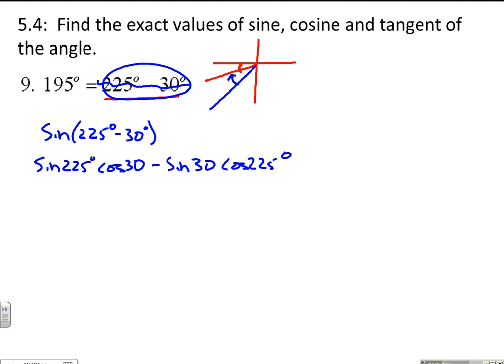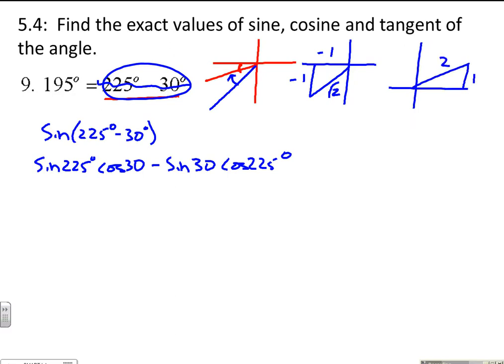So let's go with our 225. I'm going to make this fairly small. Our 225 gets us a 1, 1, root 2, but this is down and left. There's our 225. And our 30 gets us a 1, 2, root 3, where everything's positive.